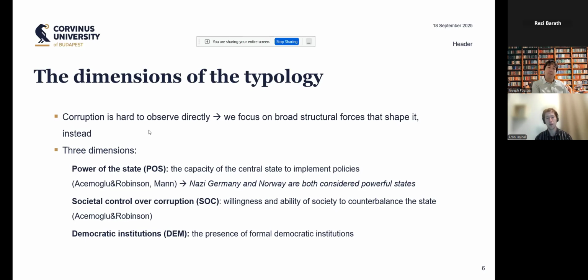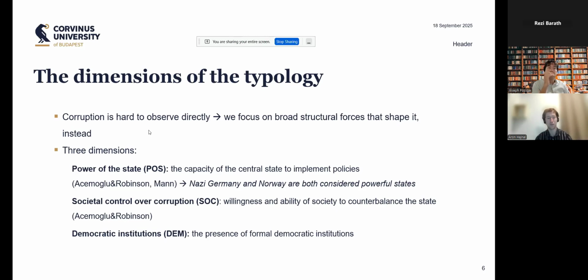But going back, the first dimension is power of the state, or the capacity of the state to implement policies. Both Norway and Nazi Germany would probably get a high score on power of the state, because they both have the power to implement policies in various domains. So power of the state can simply be used for the good or for the bad, depending on the other two factors.